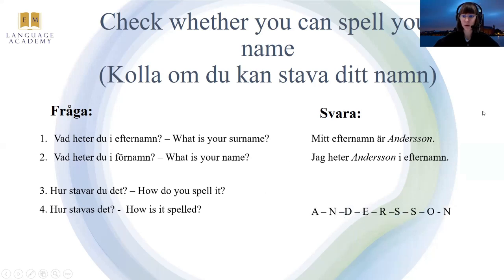And let's say we have the surname Andersson. What about if we have to spell it? Are you ready to do it together with me? Let's do it. Right? So beginning with the first letter. A, N, D, E, R, S, S, or simply dubbel S, O, N. And that's how we have Andersson.